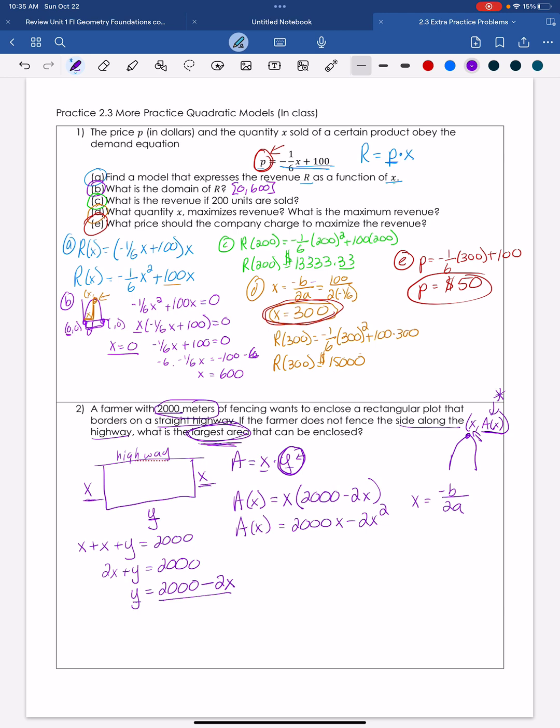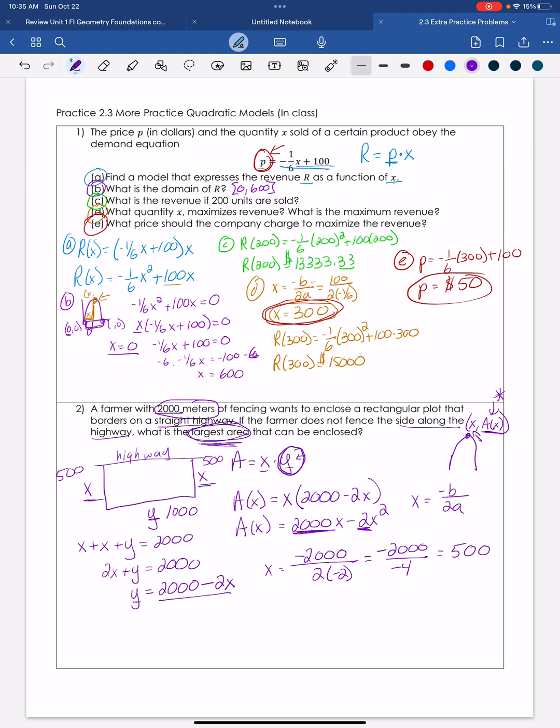So in this case, B is going to be 2,000. So it's going to be negative 2,000 over 2 times the coefficient of A, which is negative 2. It's only the numbers in the front. And so I have negative 2,000 over negative 4, which is going to be 500. So I know this side is 500, this side is 500. I know that they all add to 2,000, so this side, Y, would have to be 1,000.